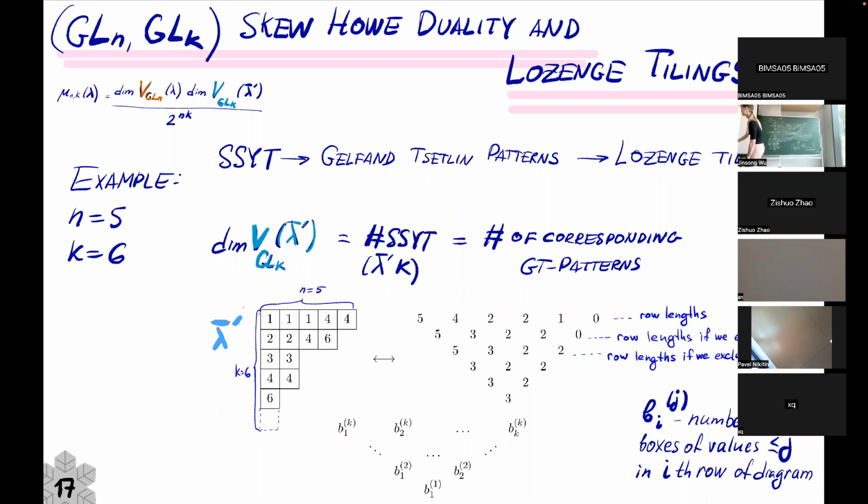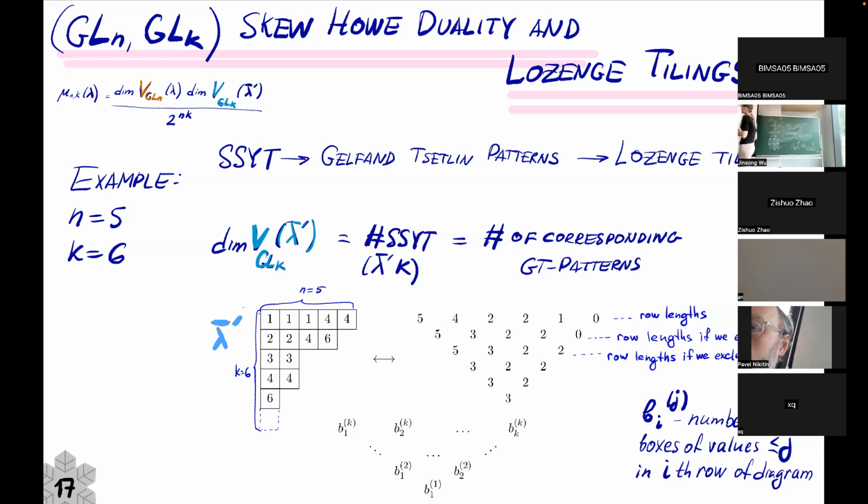So 5, 2, 3, 1, 0 is the row length. And then if we cancel the 6, right? And here, we have this second row 5, 3, 2, 2, 0. So it's one of the possible combinatorial constructions that could be related to that diagram. But actually, we will use another way.